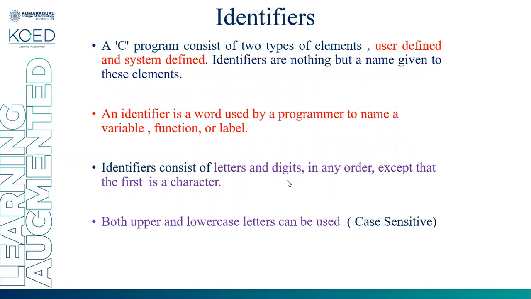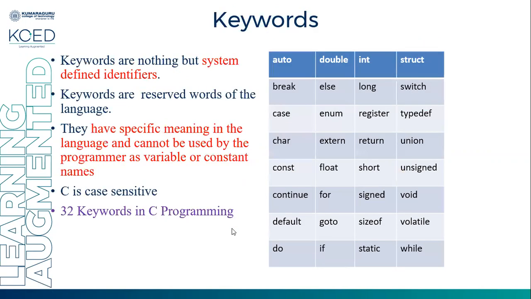Identifier: a C program consists of two types of elements, user defined and system defined. Identifiers are nothing but names given to these elements. An identifier is a word used by a programmer to name a variable, function, or label. An identifier consists of letters and digits in any order, except that the first one should be a letter. Both uppercase and lowercase letters can be used. C is case sensitive.